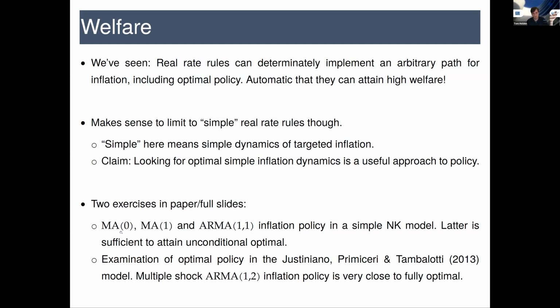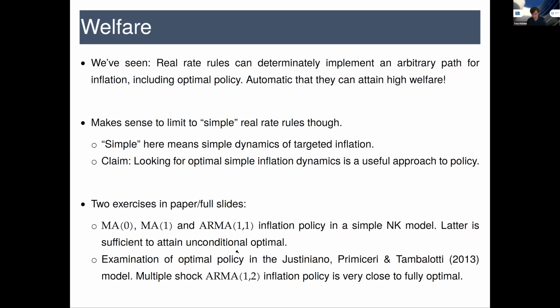I look at MA0, MA1, and ARMA 1.1 inflation policy in the simple NK model. MA0 turns out to be what you get under discretion. ARMA 1.1 is what you get in the fully optimal, unconditionally optimal policy. So that's a fairly simple rule that gives you completely optimal policy.